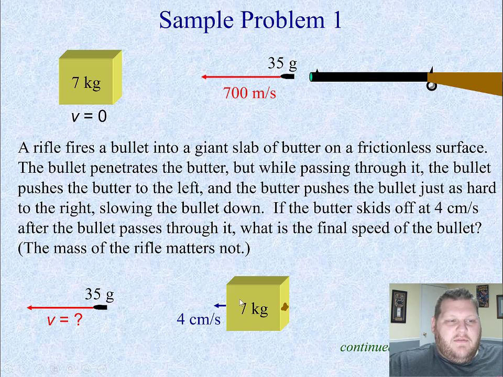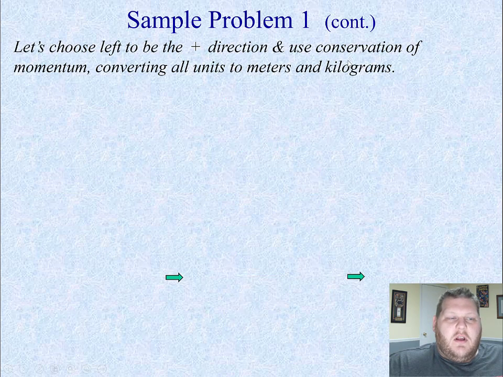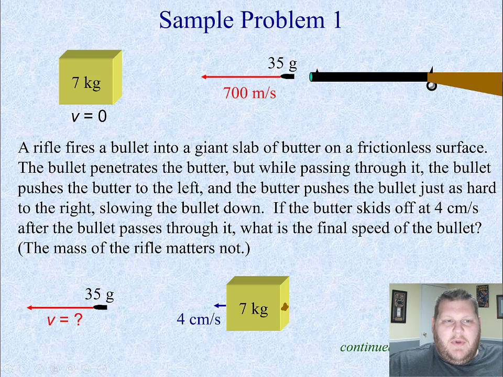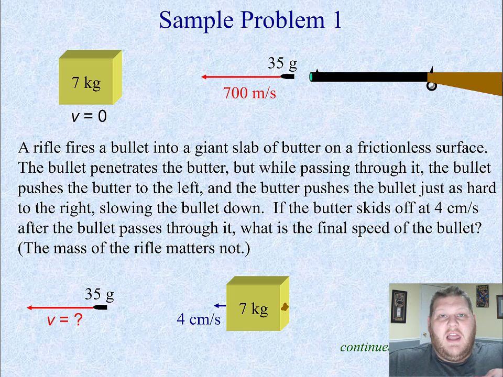So my bullet is still 35 grams. My block of butter is still 7 kilograms. But now this block is sliding 4 centimeters per second to the left, and I'm trying to figure out the velocity of my bullet after it's gone through. Some things we're going to look at here: we always start off by choosing a direction to be positive. In this case, since everything is moving to the left, I'm just going to call that positive. It doesn't matter which one you call which, but I think it's easier to keep everything positive when we have the choice to. Everything's definitely going to be positive moving to the left.